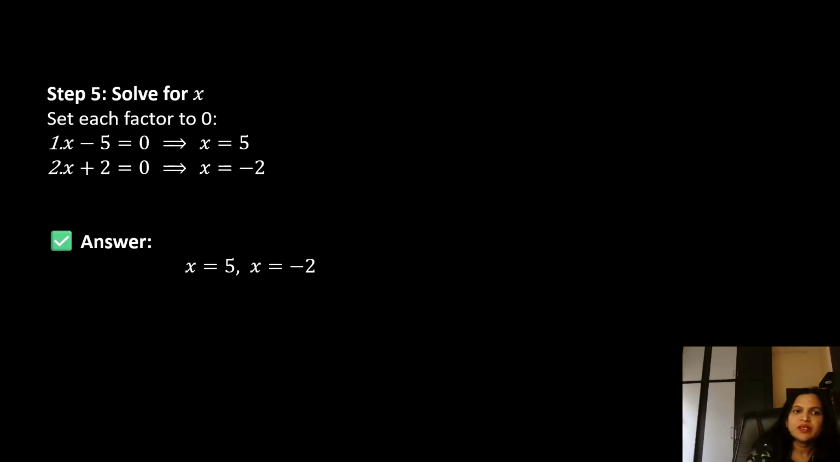Solve for x. Set each factor to 0. x minus 5 equal to 0, x plus 2 equal to 0. x minus 5 equal to 0 means x equal to 5. If you bring this 5 to the other side, it becomes plus 5.